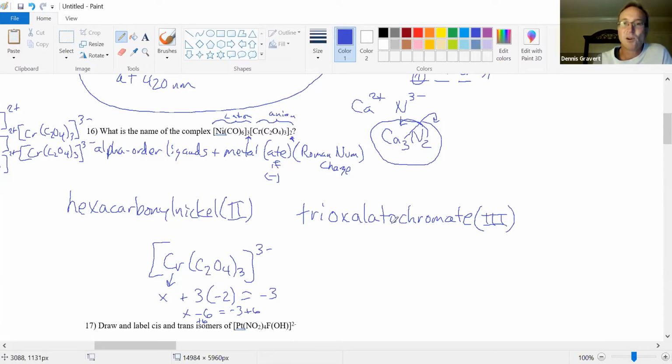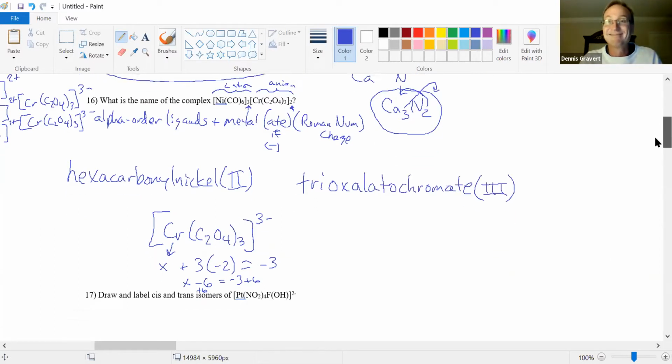Yay, so that's a pretty complicated looking salt. But yeah, this is good enough. It's hexacarbonyl carbonyl 2, trioxalato chromate 3. Done. Thank goodness. That was tough.